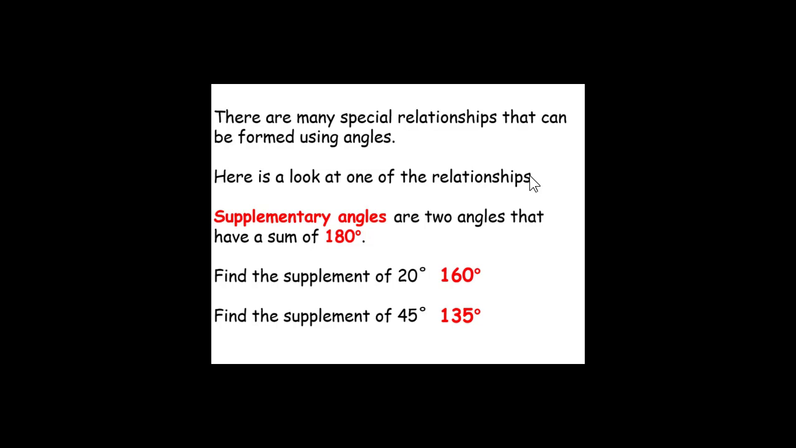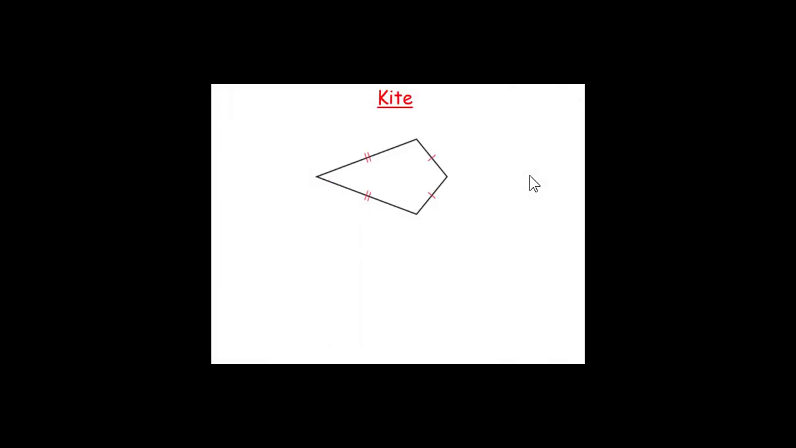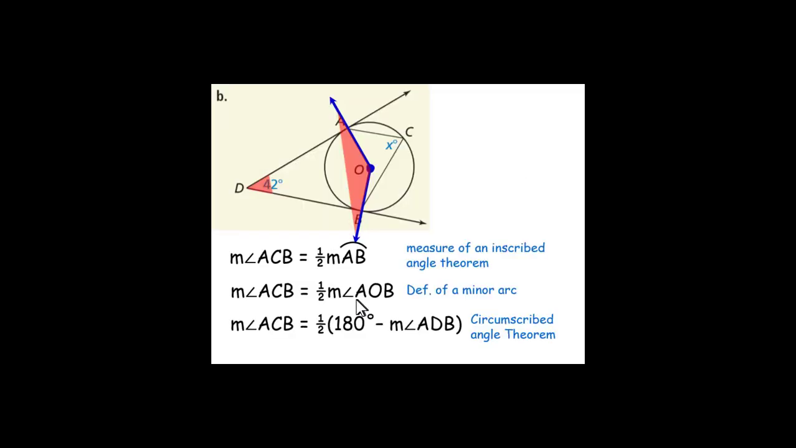Another way of looking at that shape is that the shape is actually a kite. The measure of angle AOB, we can substitute 180 degrees minus the measure of angle ADB, since these two angles are supplementary, angle ADB and angle AOB. Substitute our values that we know, simplify, and simplify some more.